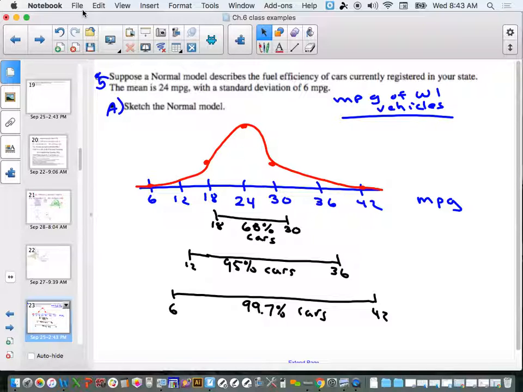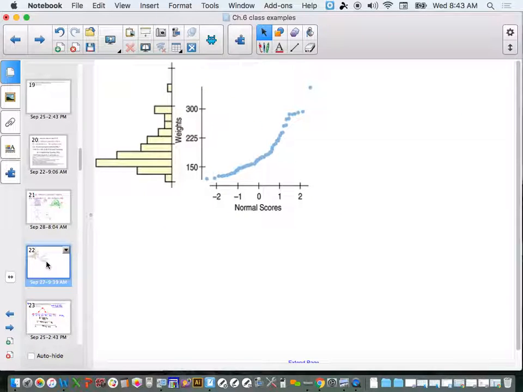One thing we could do to check this assumption is we could get a data set of a bunch of randomly selected cars, look at their fuel economy, and make a histogram. The histogram should be roughly unimodal and symmetric. Here we have a histogram of weights of people, and we see that it's right skewed. So that indicates that the normal model is not appropriate. You can also make what's called a normal probability plot on the calculator, and that's what this is. It kind of looks like a scatter plot. What you're looking for in there is a linear normal probability plot. And we can see that we have a curve in this, so that would again tell us that it's not appropriate.